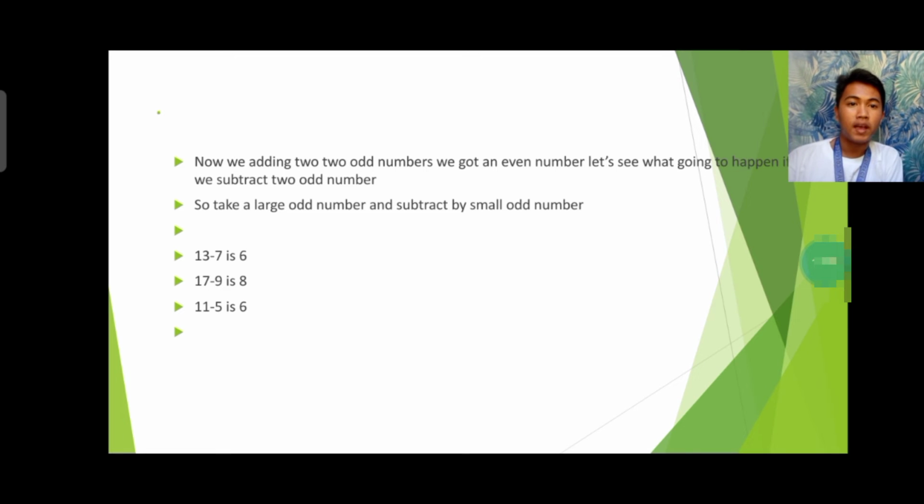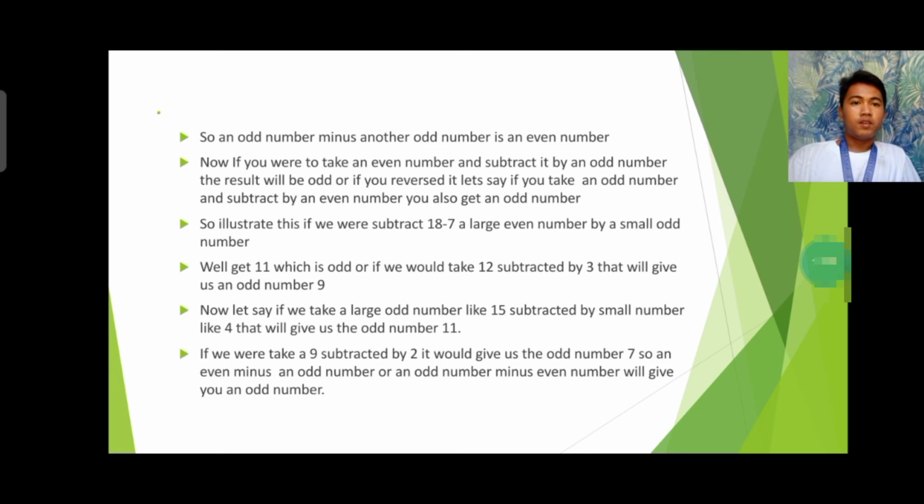11 minus 5 equals 6. 6 is an even number. So, an odd number minus another odd number is an even number. Now, if you were to take an even number and subtract an odd number, the result will be odd. Or if you reverse it, let's say you take an odd number and subtract an even number, you also get an odd number.